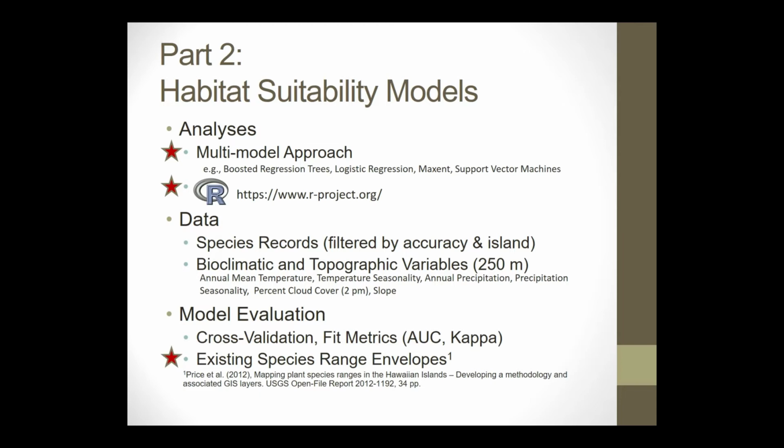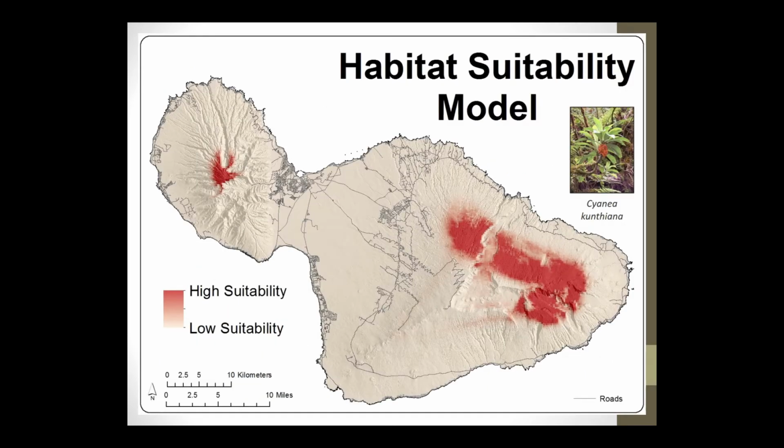The other thing I want to mention is all these models have to be evaluated in some way, and there are all sorts of different ways to do that. But we're lucky in Hawaii that there's been a previous modeling effort done, these range envelopes, that we're able to use to compare with our models as a validation. And I'm going to be talking about that a little bit. So this is the species distribution or habitat suitability model for Cyanea kunthiana. The darker red means it's more suitable.